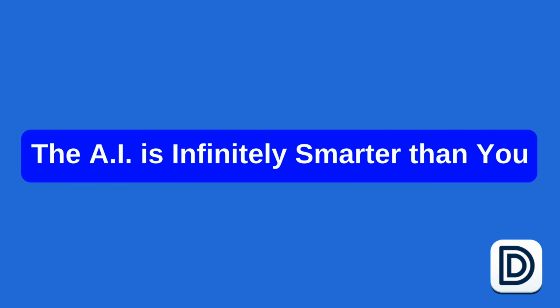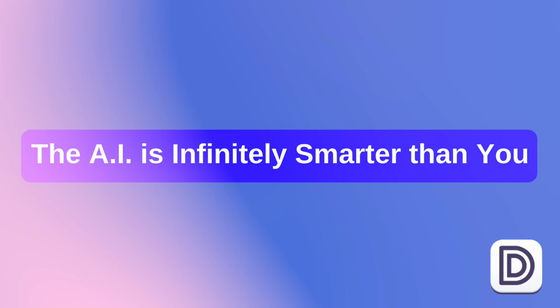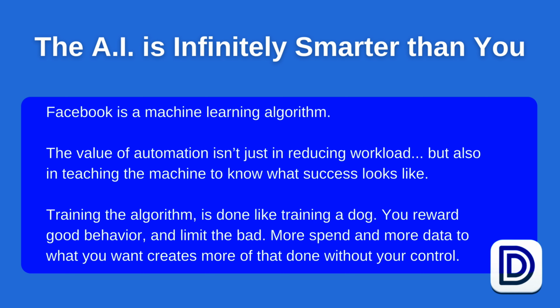And remember that AI is infinitely smarter than you. Facebook is a machine learning algorithm. The value of automation isn't just in reducing workload, but also in teaching the machine to know what success looks like. Training the algorithm is like training a dog. You reward good behavior and you limit the bad. More spend and more data to what you want creates more of that done without your control.